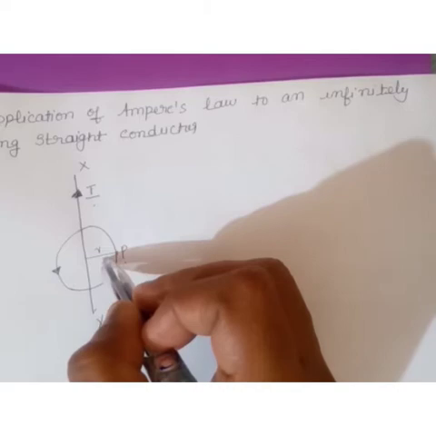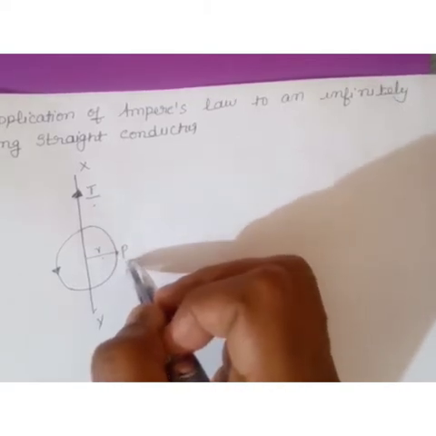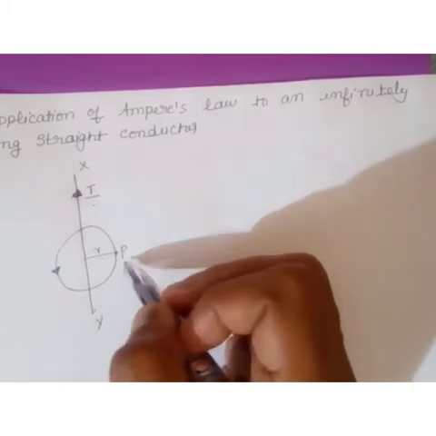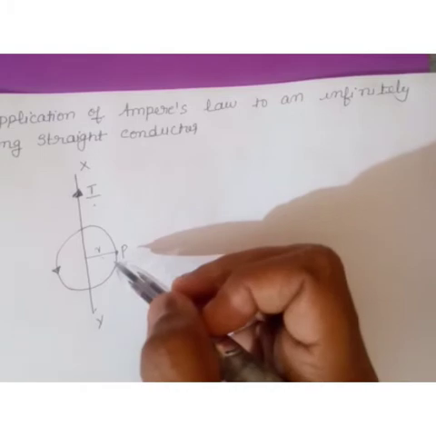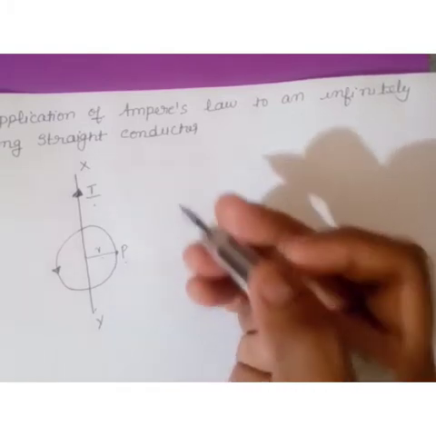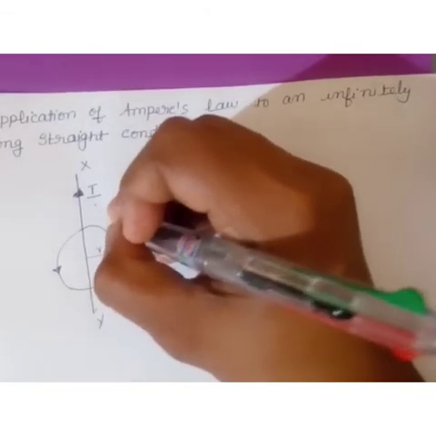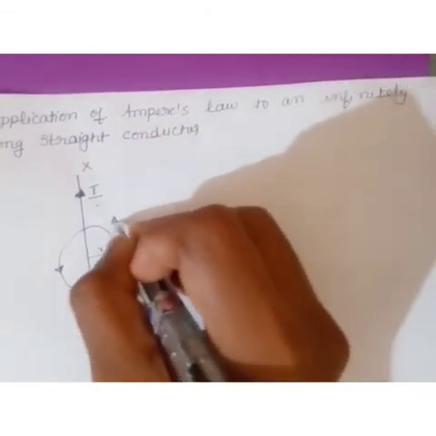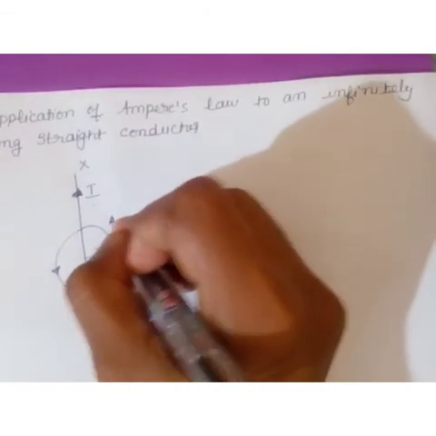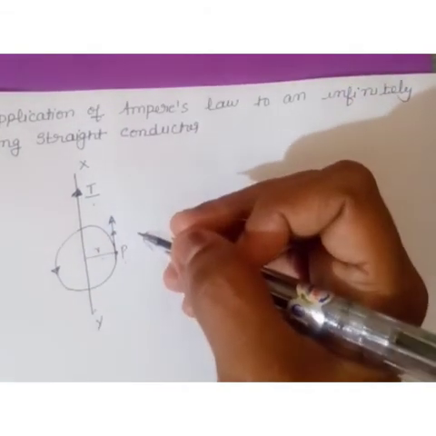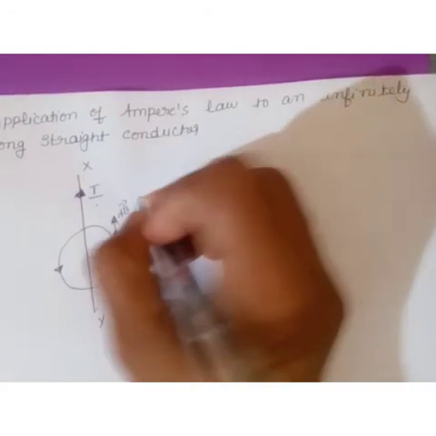The circular path is a magnetic line of force through P. So what about the direction of the magnetic field? The direction of the magnetic field is tangent to the circle at that point. So this is the direction of the magnetic field.